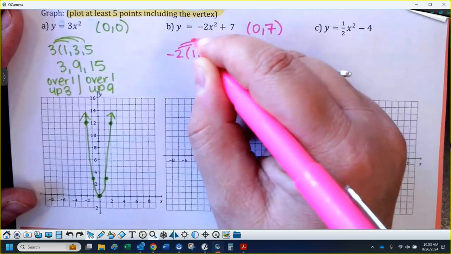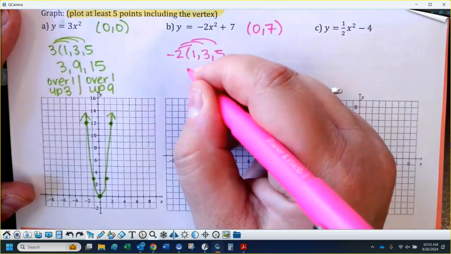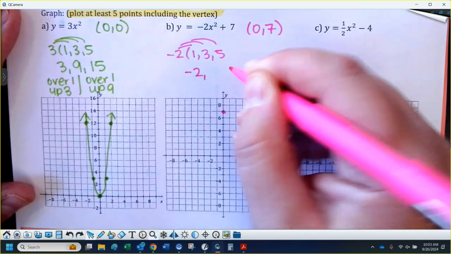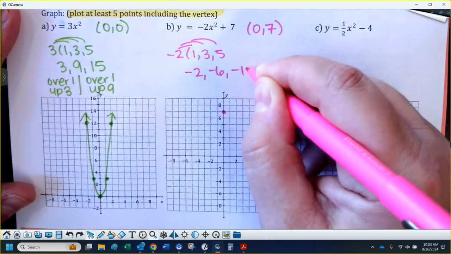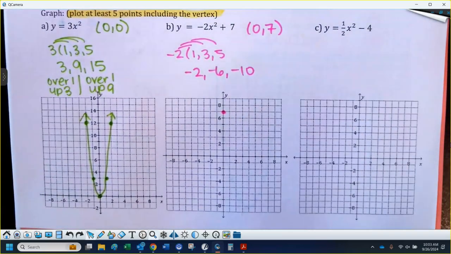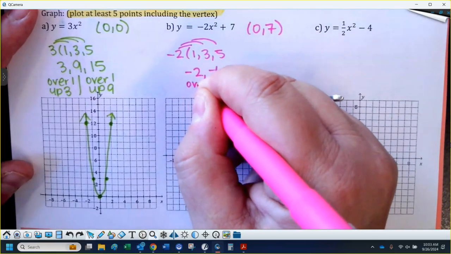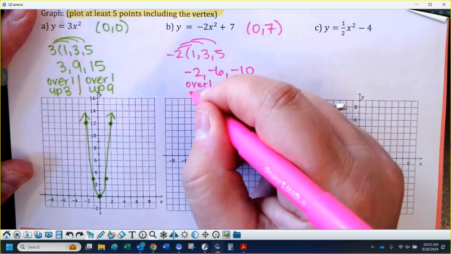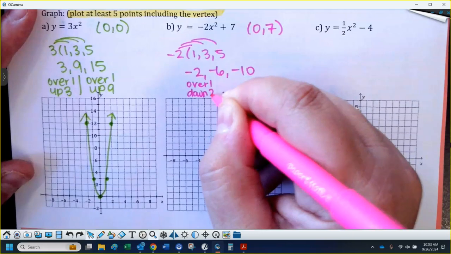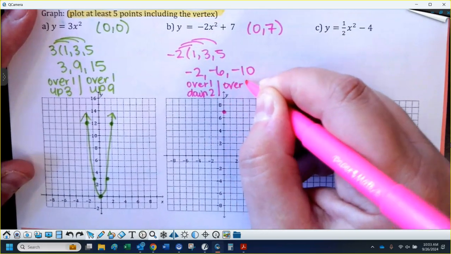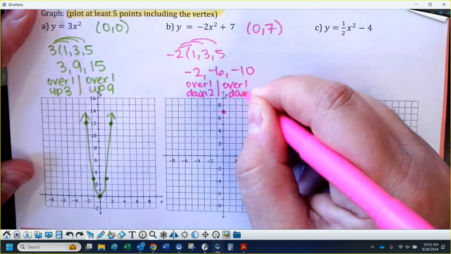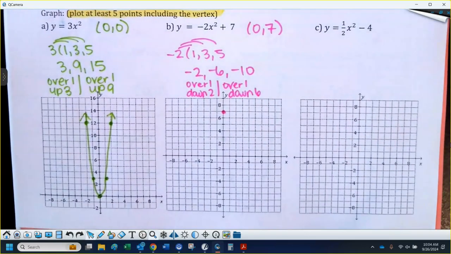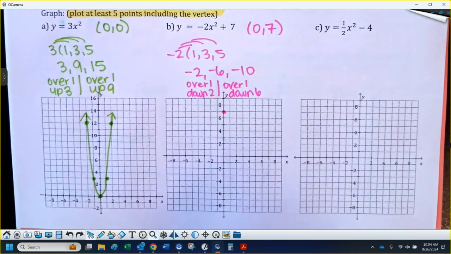So you're just going to multiply that by your little pattern real quick. The pattern here would be negative 2, negative 6, negative 10. And again, we might be able to get all 3, but I don't think we're going to fit them on here. From that vertex, it's always just over 1, and then I'm going to go down 2. And then I'm going to go over 1 and down 6. And I don't think I'm going to be able to do the over 1, down 10, but we'll see.